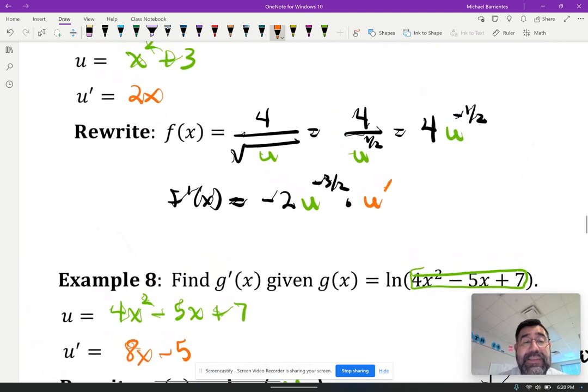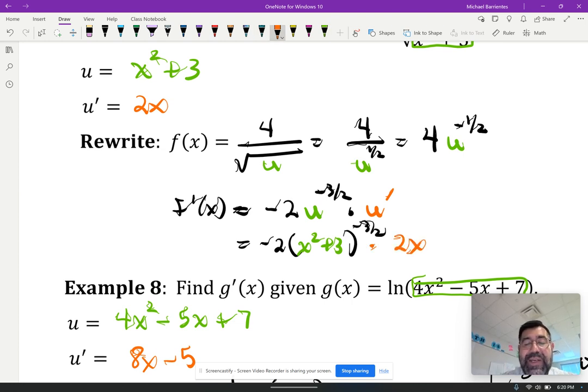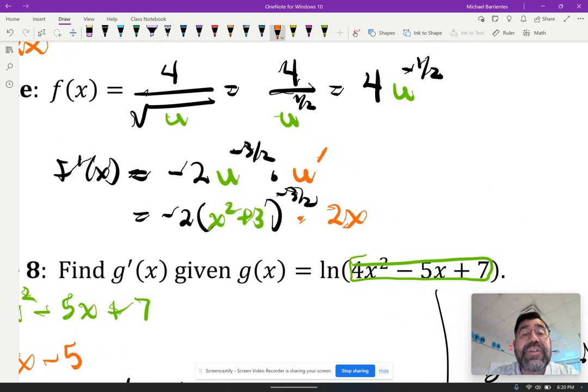Great. Now we can do our substitution back and say, instead of writing u, we can write x squared plus 3. And instead of writing u prime, we can say times 2x. At this point, this is the correct answer. If you're on a free response, this is probably where you have a good stopping point. You don't need to simplify anymore, but on a multiple choice, this is probably not looking like one of the choices. So what do we need to do?